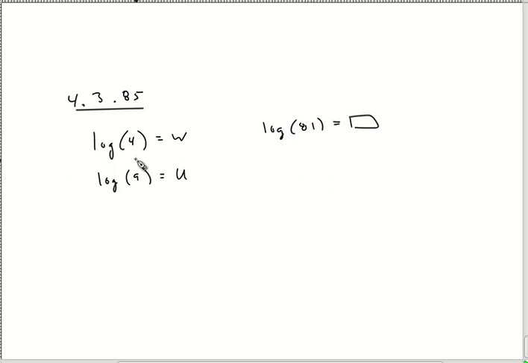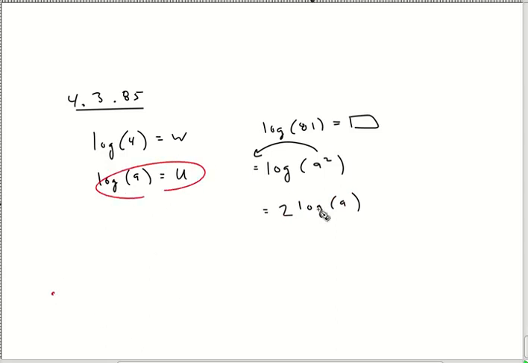Well, here's the thing. Is there any fours over here? No. Is there nines? Yes. That's actually 9 squared, 9 times 9, right? Well, if you're simplifying, that 2 can come to the front. And so you have 2 log of 9. You know what's interesting is that I've seen this log 9 before. It's right there. And so now you're going to say it's 2 times u, or just 2u. And there you go. There's your answer.